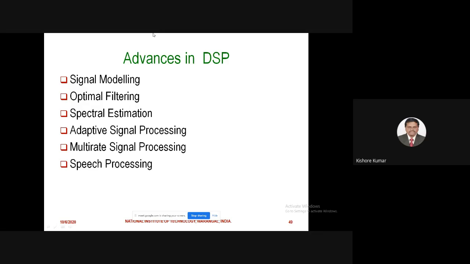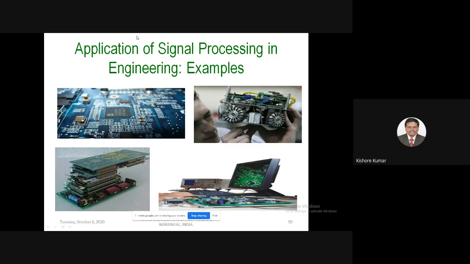So these are some of the advances, as I said. Apart from that, we have biomedical signal processing, then radar signal processing, then image processing. I told you that there are different types of fields, and in each particular field we have different things. Now coming to the general applications of signal processing that I'll try to discuss.